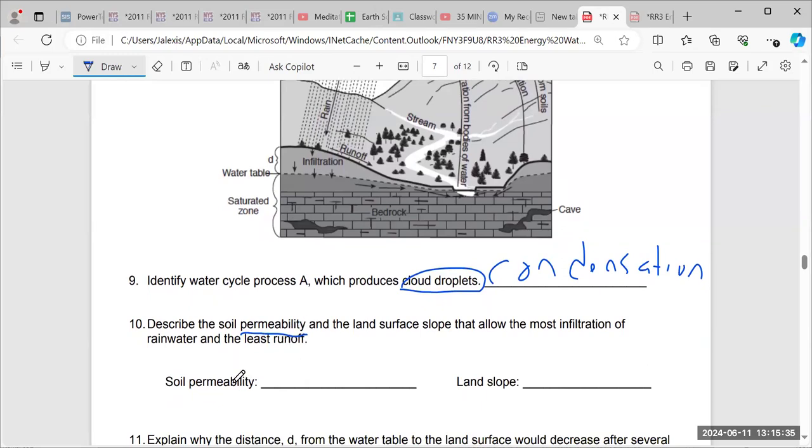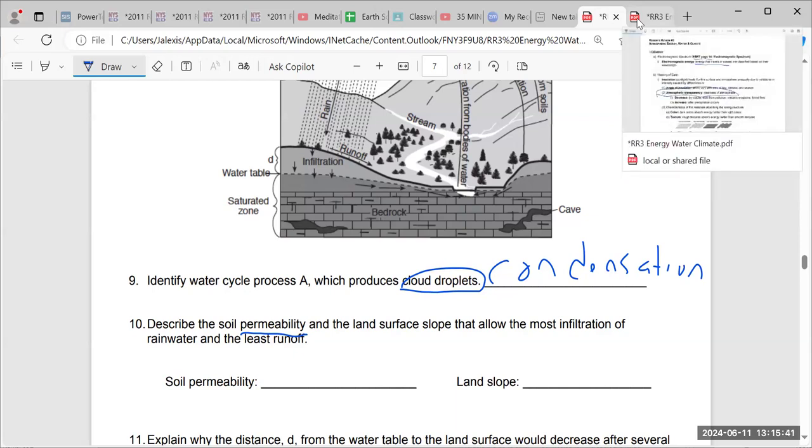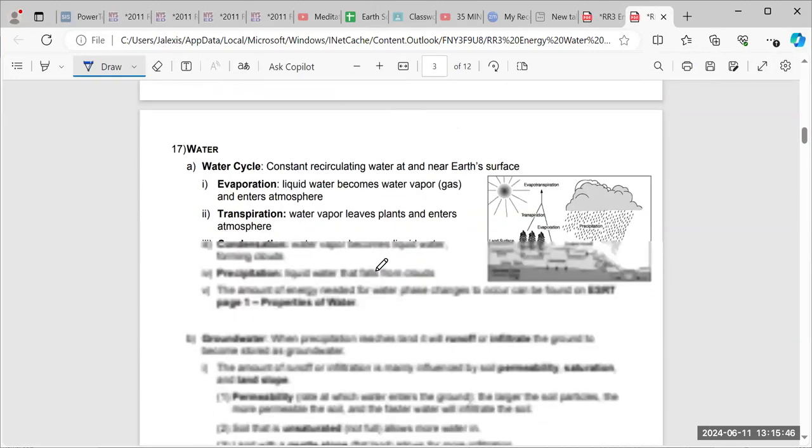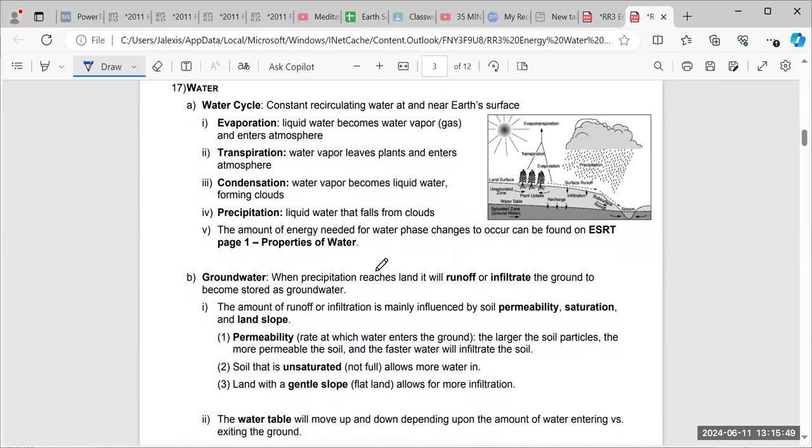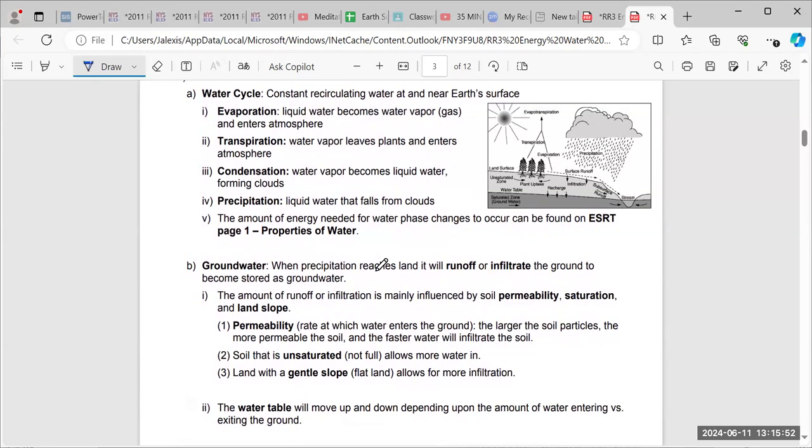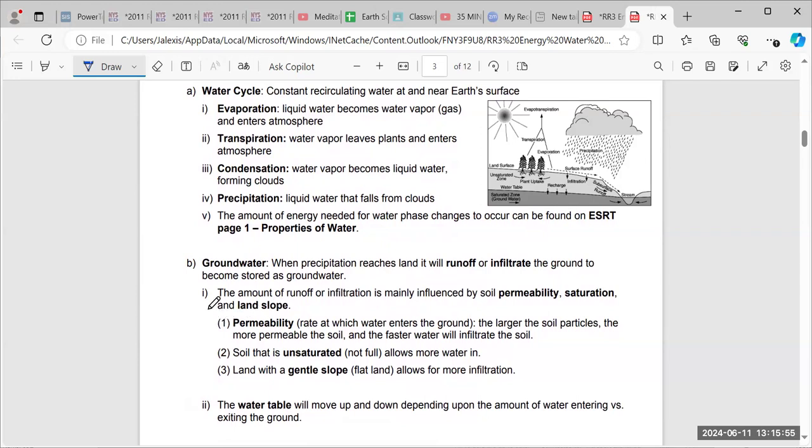Let's take a look at fact 17 for number 10. 17B and I. All right. So we see permeability is the rate at which water enters the ground, right? And it says the amount of runoff or infiltration is mainly influenced by soil permeability, saturation, and land slope. Land with a gentle slope allows for more infiltration.